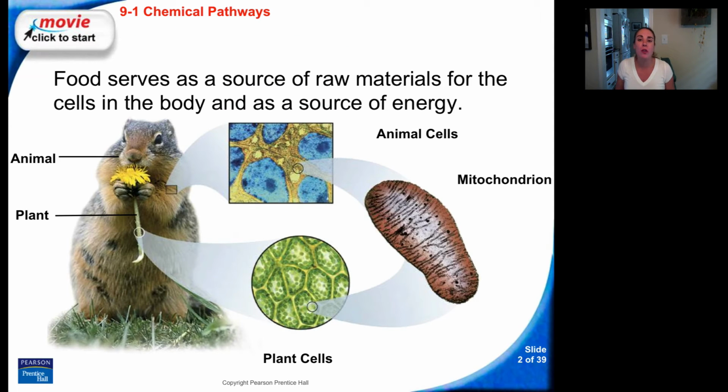So food serves as a source of raw materials for the cells in the body and as a source of energy. So animals have to eat their food. Remember, plants can get their energy from the sun. They actually make their own food.